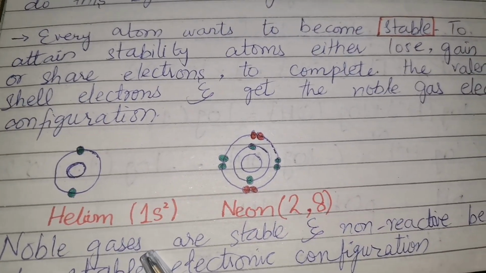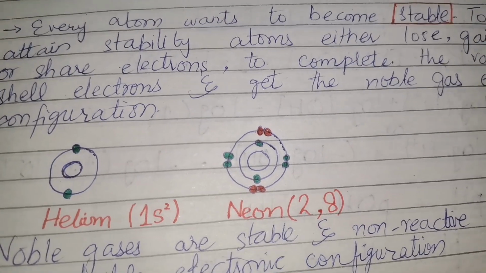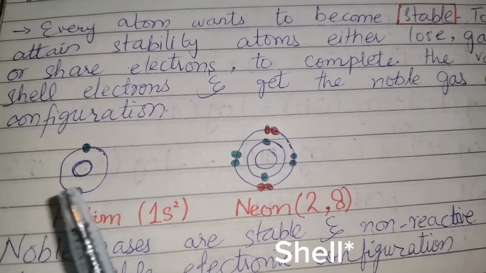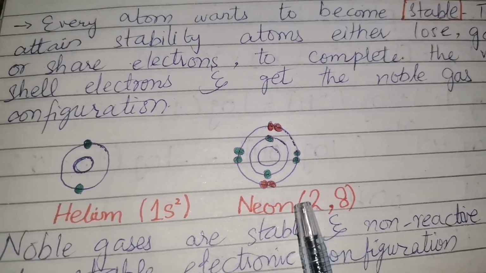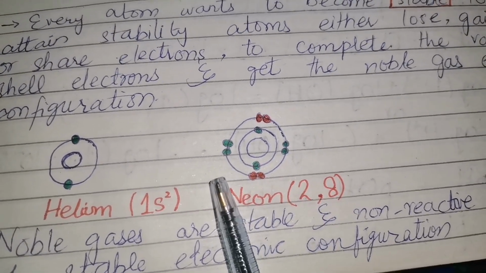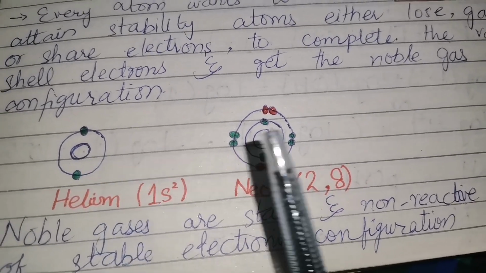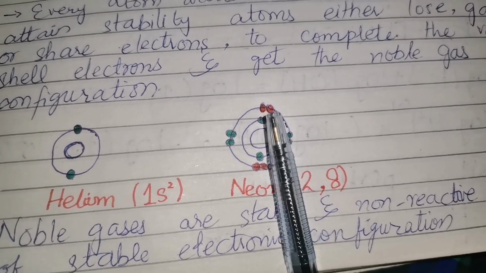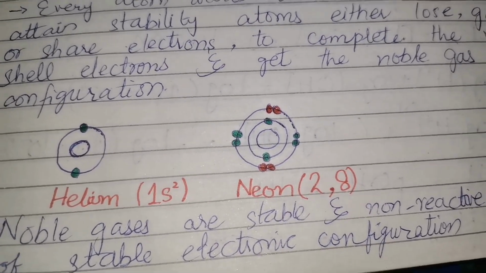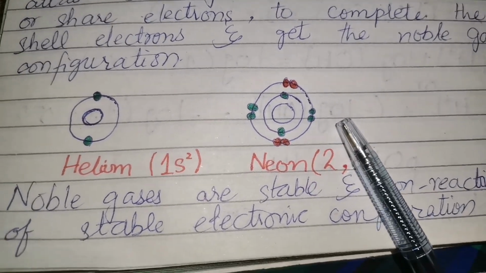Now here I took two examples from the noble gases, that is helium and neon. Helium has only 2 electrons, so its octet is complete, and neon has 2 electrons in its first shell. Second shell has 8 electrons. It means that helium's outer shell is complete and the neon's valence shell is also complete. It has 8 valence electrons. Similarly, all the noble gases have complete valence shell.